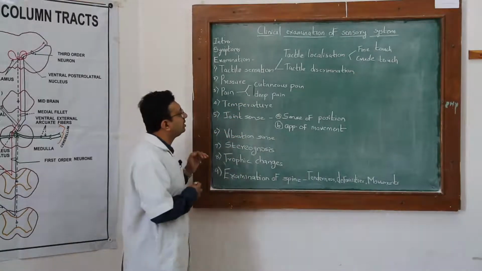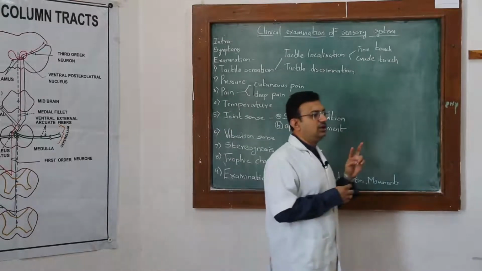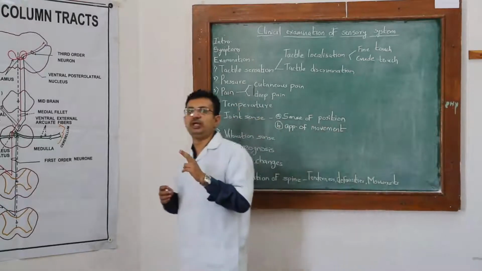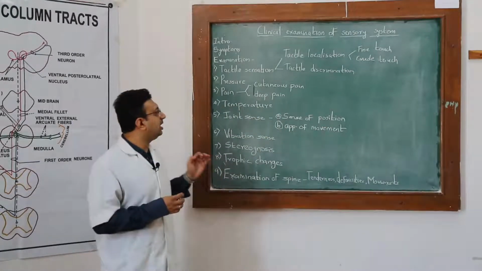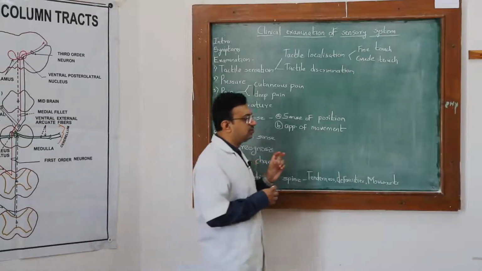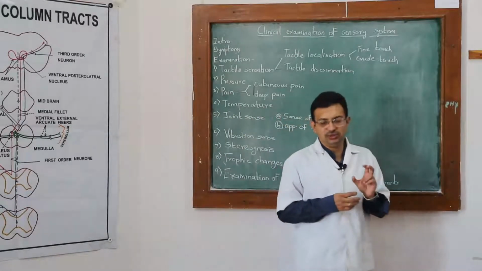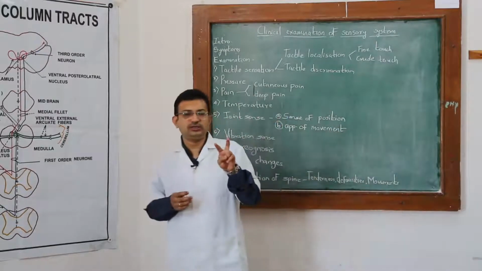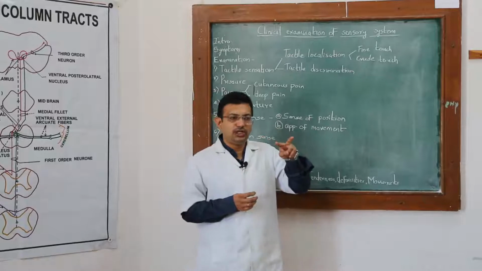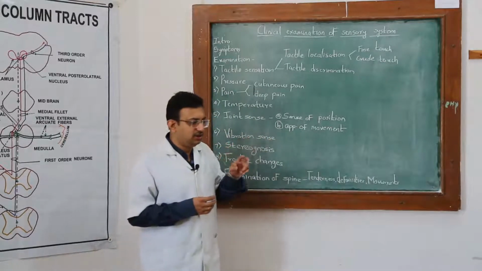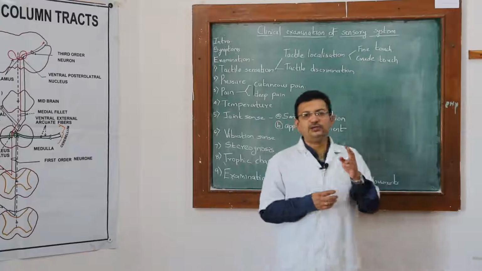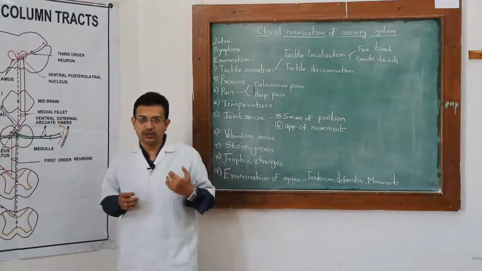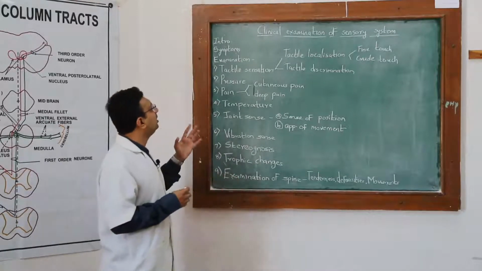In tactile discrimination, it is the ability of a person to distinguish two points as separate entity. Now tactile discrimination we will be using an instrument called compass aesthesiometer. So in this you will have 2 points, you will keep it on the body and go on reducing the distance. Then at a certain point he will feel that these 2 points are 1, and that point you have to record. So this is tactile discrimination.